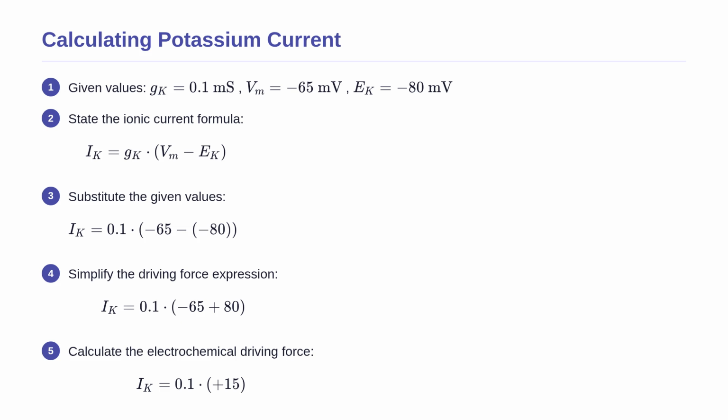Notice that when we subtract negative 80, it becomes mathematically identical to adding 80. This simplifies our driving force to positive 15 millivolts. Multiplying this gentler driving force by the conductance gives us a final current of positive 1.5 microamperes. The physical meaning of this positive answer is that the combined electrical and chemical forces are pushing potassium in the exact opposite direction compared to sodium.